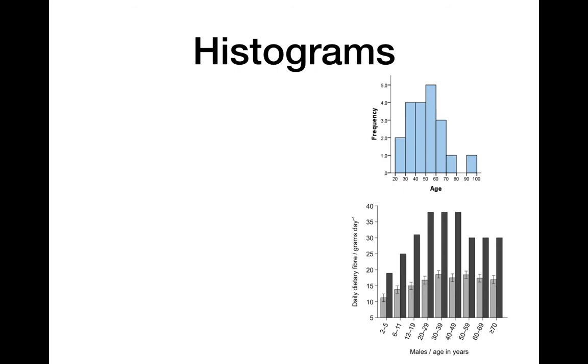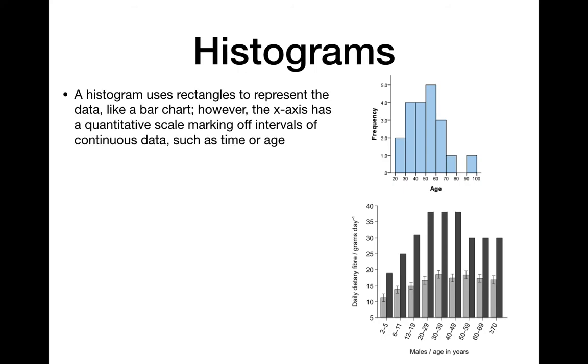Okay, and the last one that I want you to know about are histograms. Histograms use rectangles for the data, like a bar chart, but the difference here is the x-axis is a quantitative scale. So these are not going to be categorical like they are in a bar chart. We have some sort of quantitative scale that has intervals of continuous data.